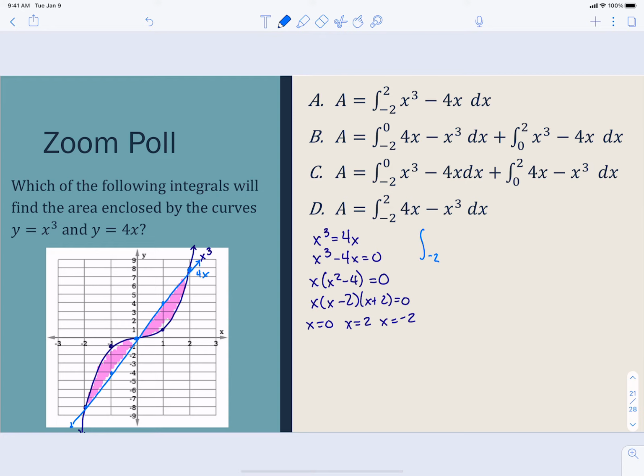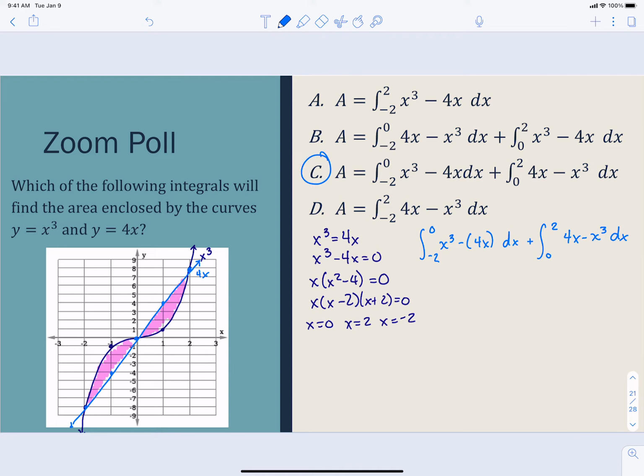So we're going to have from -2 to 0, x cubed minus 4x. But then from 0 to 2, we're going to have 4x minus x cubed. So this answer is actually going to be, now I've got to figure out which one it is. It's C, there we go.